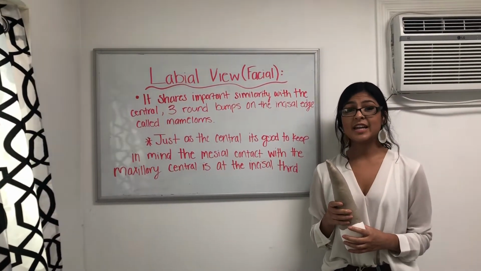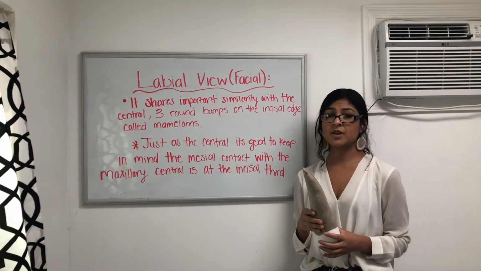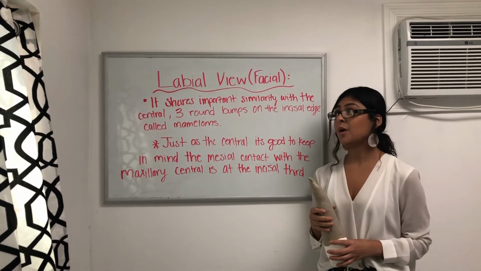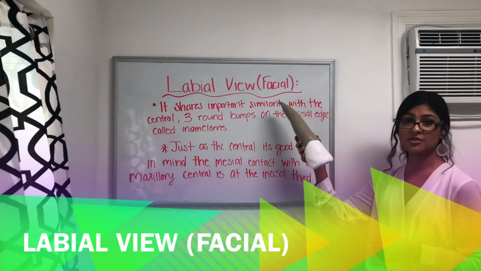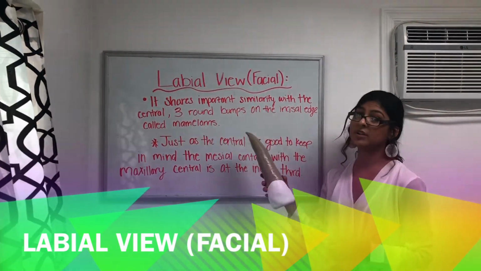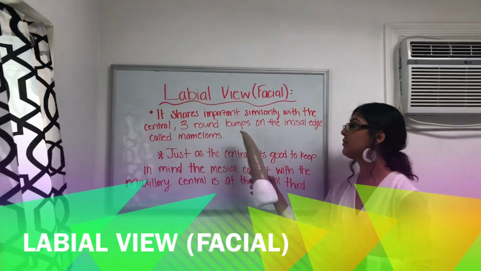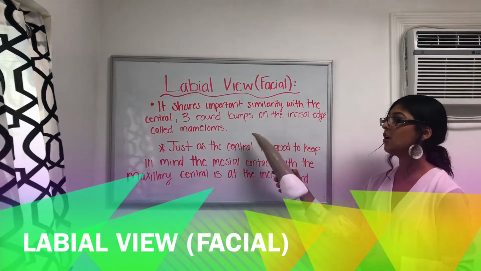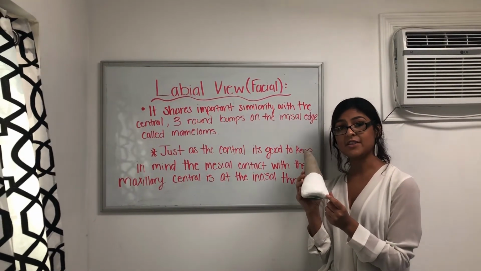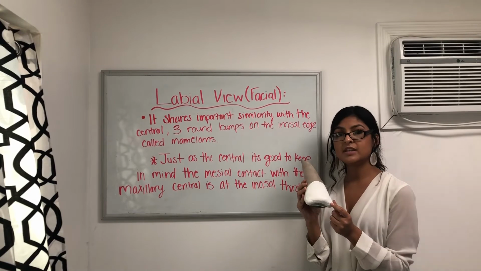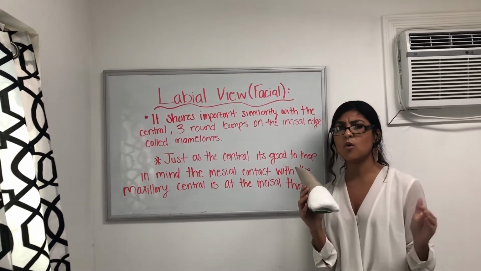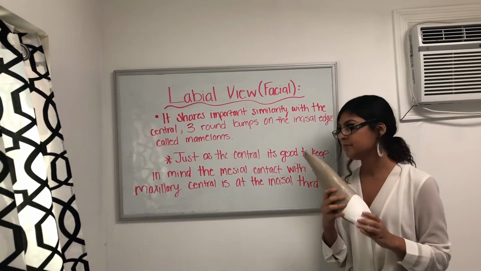So now I'm going to be talking about the different views of the tooth. That's going to consist of the crowns, ridges, fossae, pits, and grooves. But the first view I'm going to be talking about is the labial view, also known as the facial. And it's really important to know that it shares the similarity with the central yet again. It contains 3 round bumps of the incisal edge called mamelons. So right here, and usually these bumps are from the enamel fusing together, and they're usually seen on developing teeth, so more as children, and they can be removed over time, or with odontoplasty surgery.